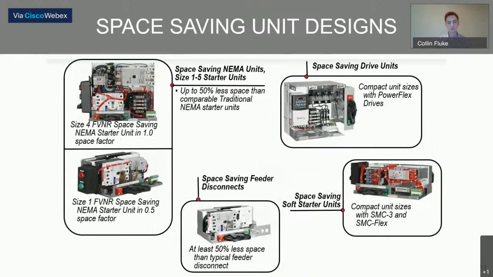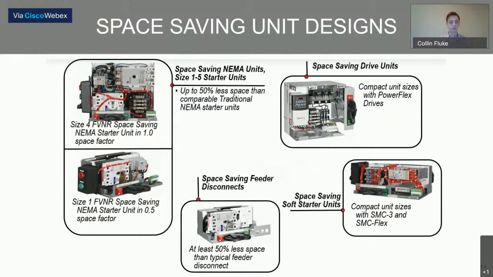Now, space is always a concern when we're talking motor control centers. A lot of people have motor control centers installed in the field, but do not have room to expand the motor control center if they add another line or an additional motor anywhere. So if there are empty spaces in an MCC, we can use what's called space-saving unit designs. Like in this unit in the top left, this is a size 4 FENR starter. Could be 100 horsepower. But this is space saving, which allows us to plug it into just one space factor instead of, say, a 2.5 or a 3 space factor unit.